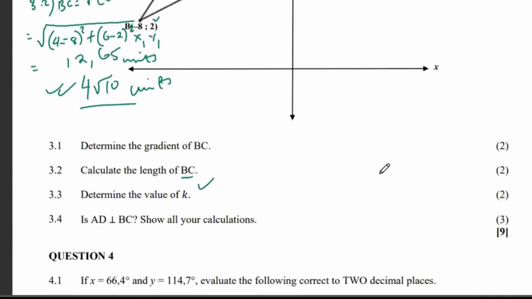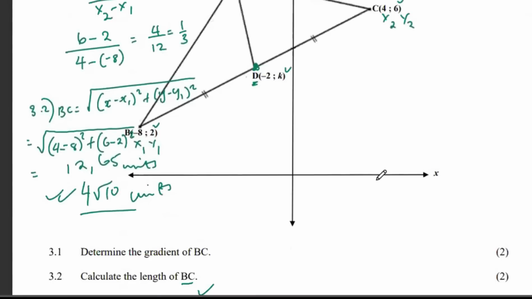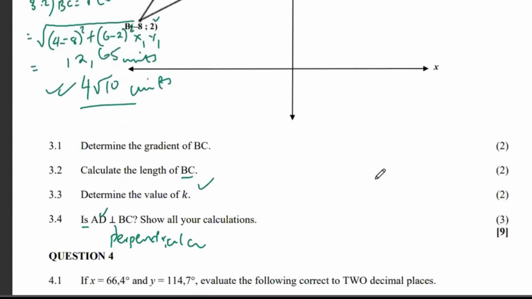then we move on to 3.4. They want us to show that AD is perpendicular to BC. Okay, so this symbol is perpendicular. Alternatively, they could have asked you to prove that the lines are parallel or something of the sort, okay? So if we are to prove that lines are perpendicular, we need to make sure that the gradient of AD multiplied by the gradient of BC must give us a -1.